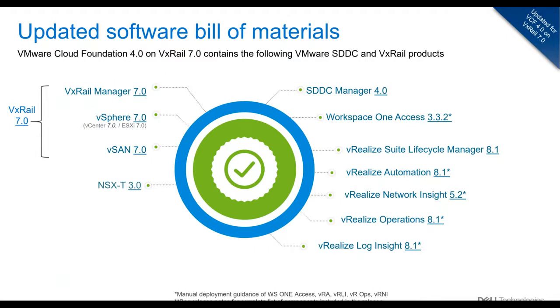First, we're going to highlight the updated bill of materials that's included in the release. Specifically, Cloud Foundation 4.0 on VxRail 7.0 includes a subset of all of these various VMware and Dell Technologies software components. VxRail 7.0 is made up of vSphere 7.0 and vSAN 7.0. We've now aligned the VxRail version number to the version of vSphere that is supported on it. For those of you familiar with VxRail in prior versions of 4.7, and this being a huge jump, that's the reason for the version number change.